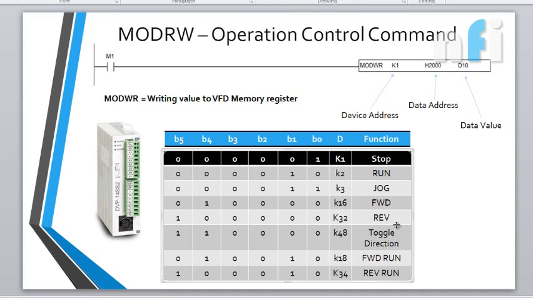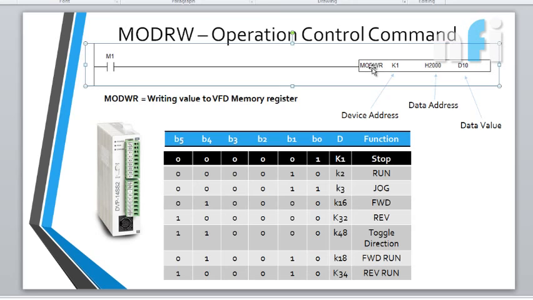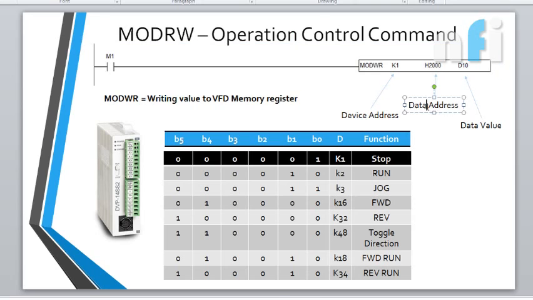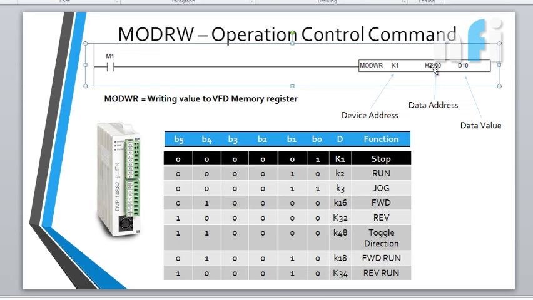So how does it work? It says with M1, of course, MODWR, this is a Baud Rate syntax of Baud Rate command. K1, this is device address, data address. Now this address H2000 is the address of my drive. This is not a PLC address, this is the address of my drive. As I told you, in Modbus we have to directly access the drive.